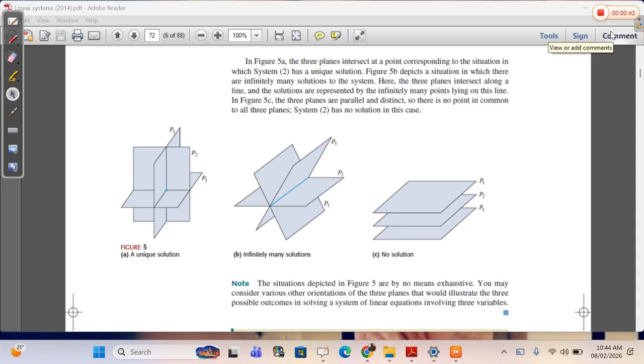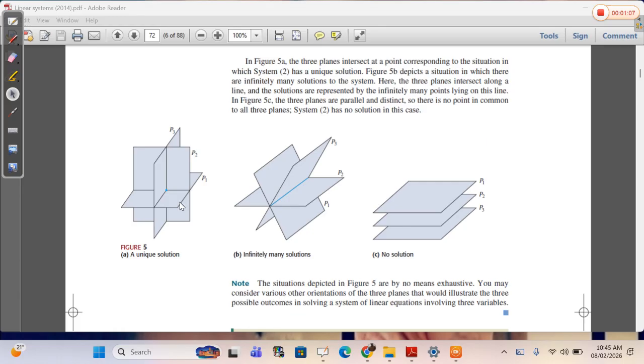So we need some supportive method. The very effective method for all types of problems is the rank method that we are going to discuss now. If you look at a system of equations, there are three types of solution that we can find. The first one is a unique solution. Can you see the first diagram A?